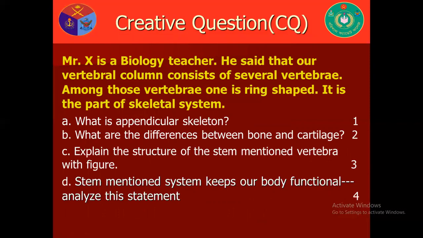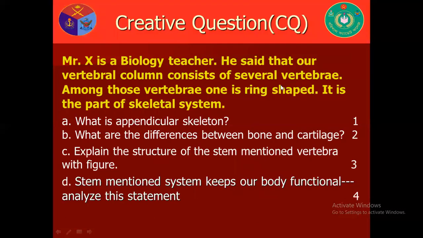First question, what is appendicular skeleton? Number B, what are the differences between bone and cartilage? Number C, explain the structure of the stem. Mention vertebra with figure. So mention vertebra is ring-shaped vertebra.